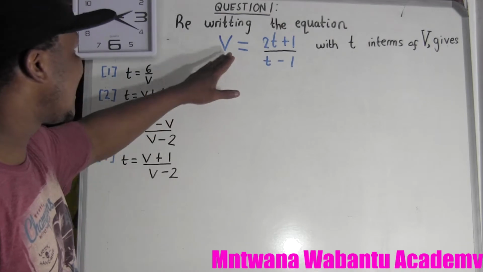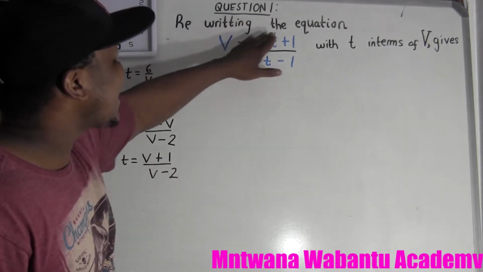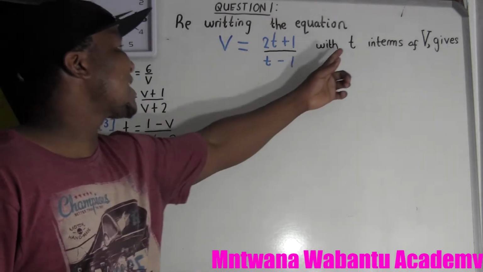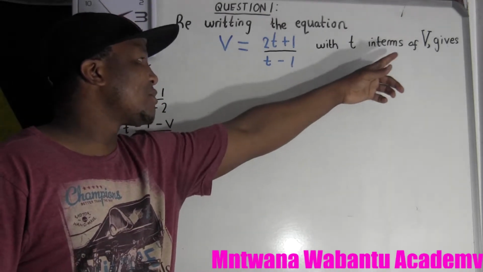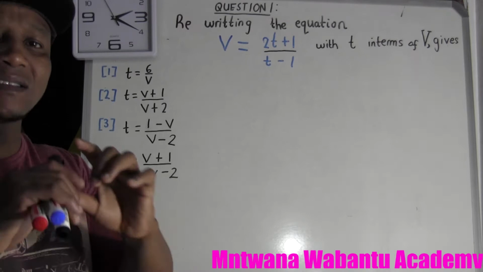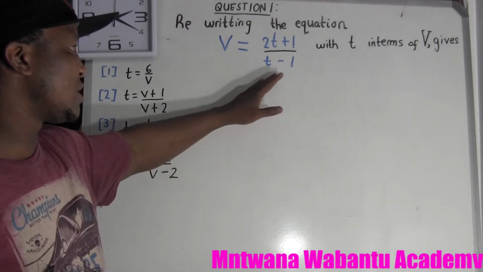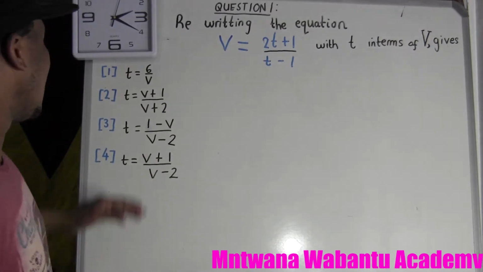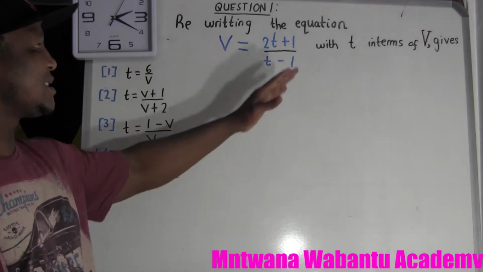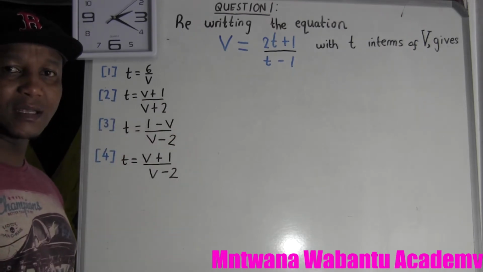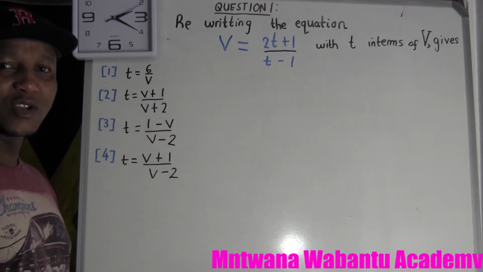So we have a question right here. They say, rewrite the equation. We have this equation, but they want to make t the subject in terms of v. So t has to be the subject of the formula. When you finish making t the subject, you have to pick one of these answers and we can see which is correct.